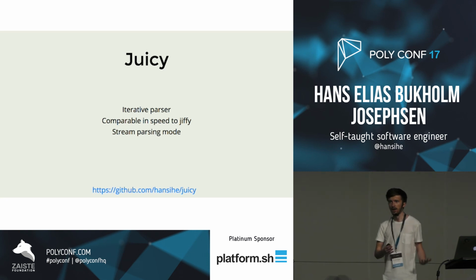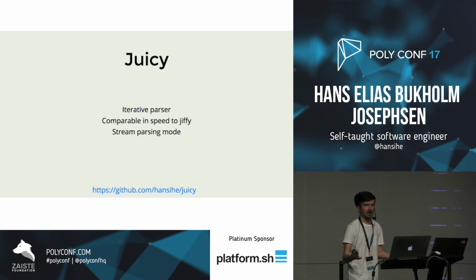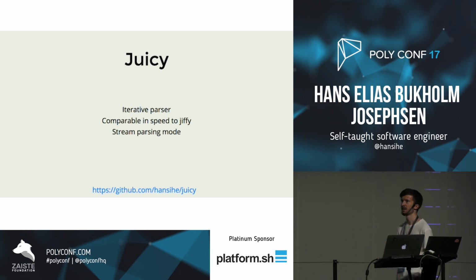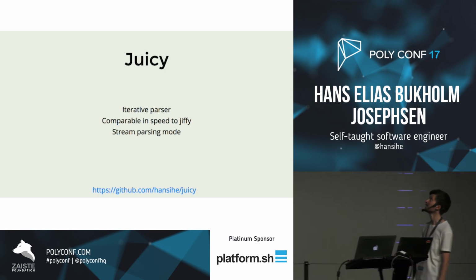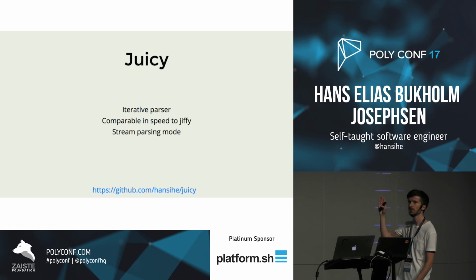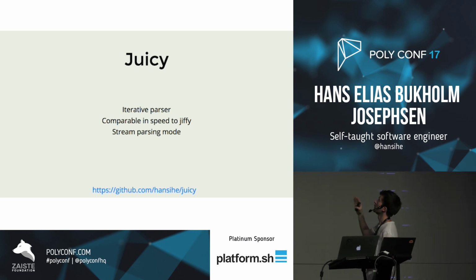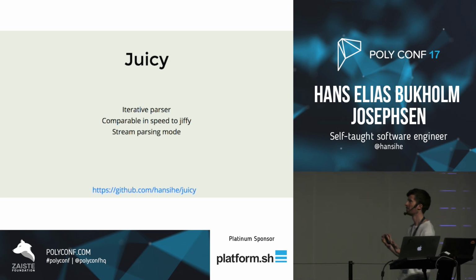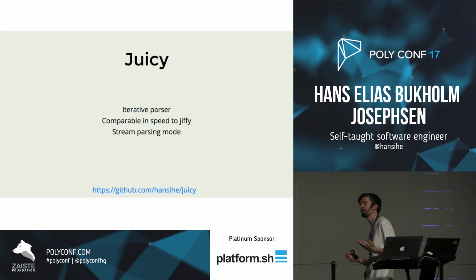So if you get a big JSON from a network socket, or you read a multi-gigabyte JSON file from the disk, you can actually parse it in chunks. You end up being able to parse a couple of kilobytes at a time and get the results out from that. So you don't need to have the whole JSON file in memory.